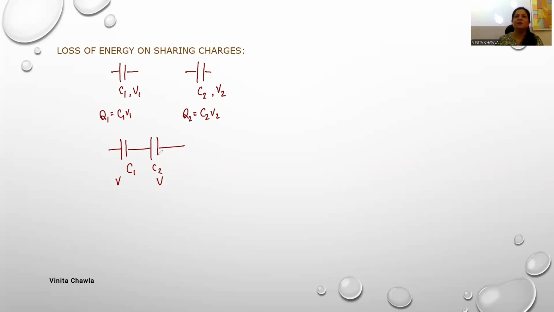Because you can see that here there is a flow of charge. Flow of charge will take place, है ना? यहाँ पे charge flow होगा ना? And this charge will flow from a capacitor which is at higher potential to a capacitor which is at lower potential. Okay, so there is always loss of energy in sharing charges. Energy is dissipated in the form of heat or some other form of energy.